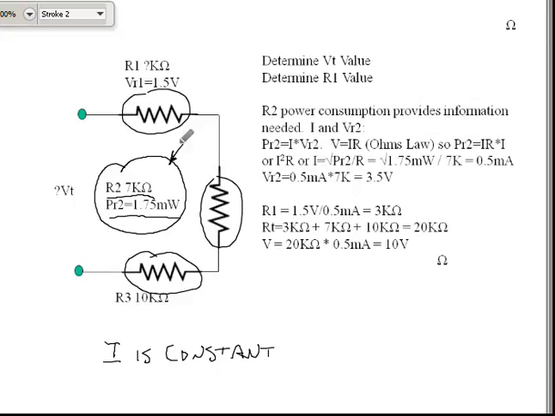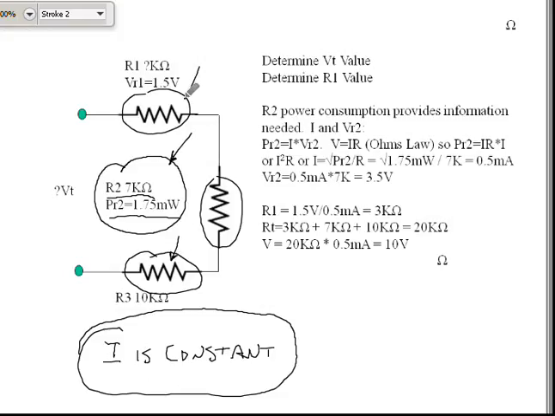By calculating the current for one, we calculate the current for all. And if we calculate the current for all, we then can determine each characteristic of the resistor, and we can even determine, in this case, what the total voltage drop is. And, well, I work it out here.